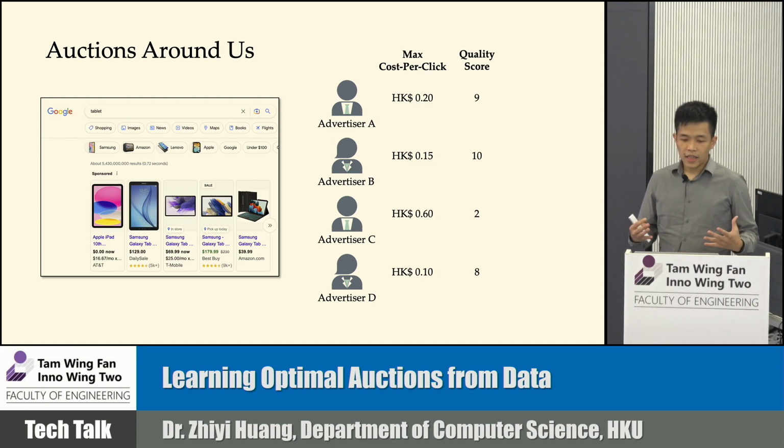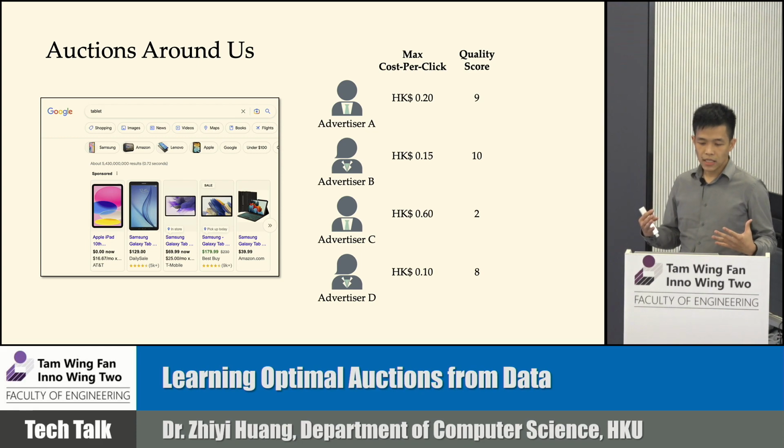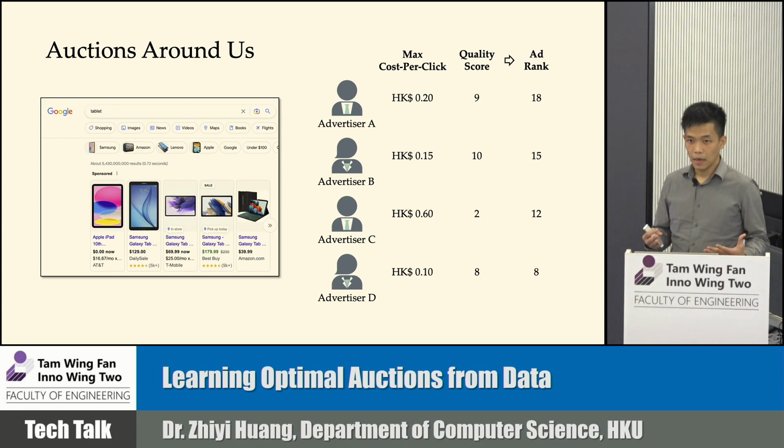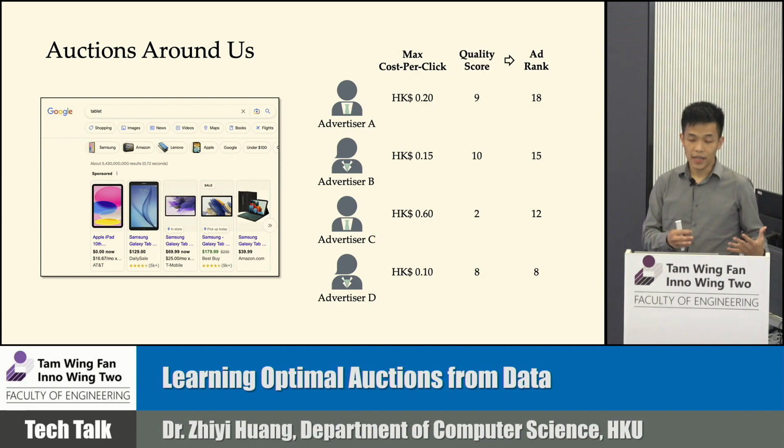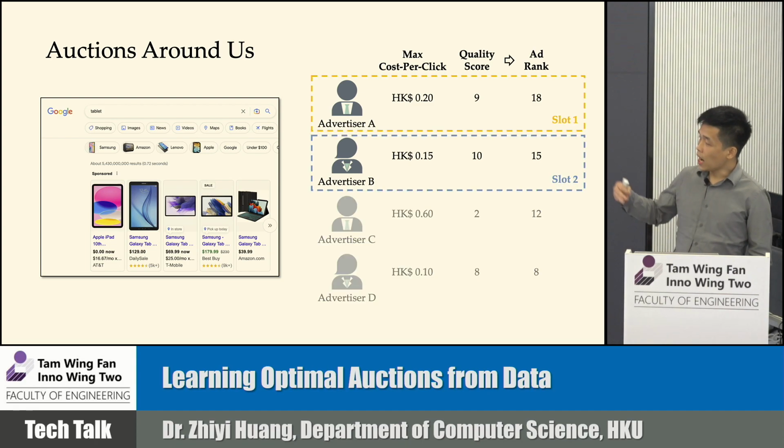After that, the search engine aggregates the maximum cost per click and the quality score into a so-called ad rank. Once again, this formula is a secret, but for simplicity, I'm simply multiplying the cost per click and the quality score and then raising it by 10 to get another integer. The larger this integer is, the more attractive the advertiser is to the search engine. At the end of the day, the search engine assigns advertisement slots to the top advertisers according to the ad ranks.